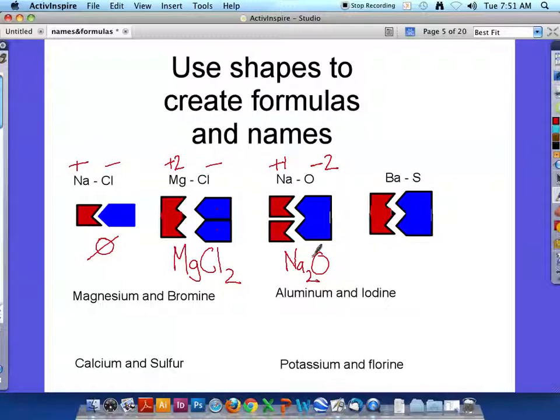Here, for barium and sulfur, barium on the periodic table has a +2, and sulfur has a -2. So you have 2 zones for barium and 2 zones with sulfur to give you only 1 barium and 1 sulfur to cancel out the charges.